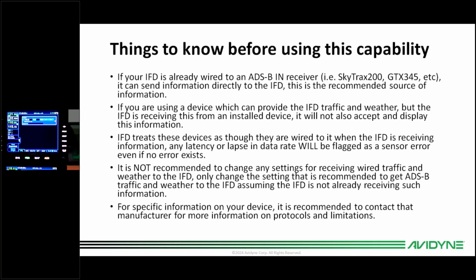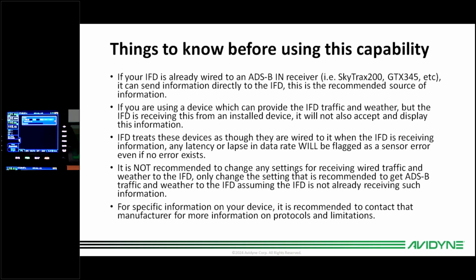So, things to know before using this capability on the IFD. If your IFD is already receiving ADS-B In traffic and weather from a device which it's wired to, like a Skytrax 200 or a GTX 345, this information is going directly to the IFD from those devices. And this is the recommended source of information. The IFD can send this information to your iPad.